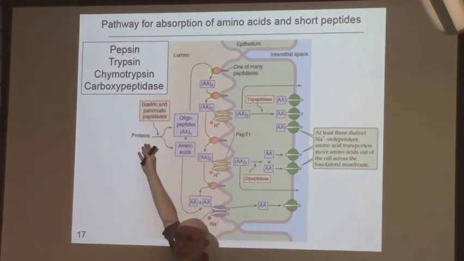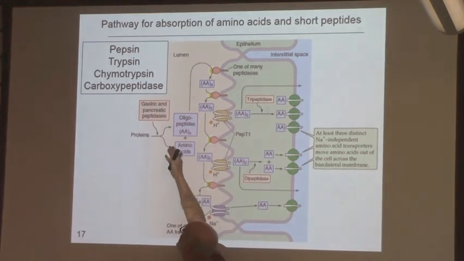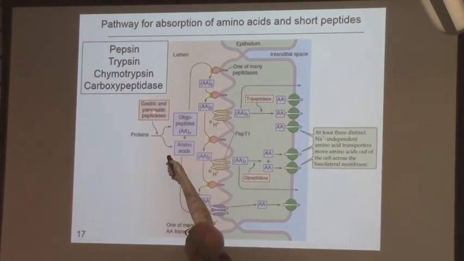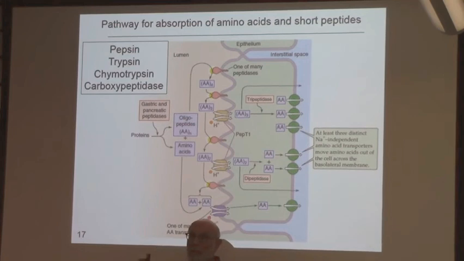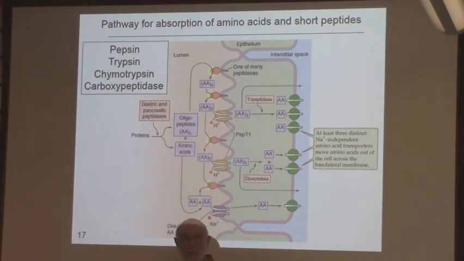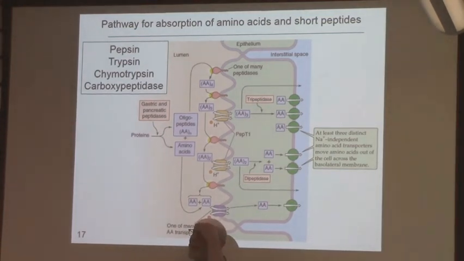Remember that proteins were broken down into polypeptides, oligopeptides, by gastric pepsin and by peptidases. What were some of the peptidases that came from the pancreas? Trypsin, chymotrypsin, carboxypeptidase, and those came as zymogens.